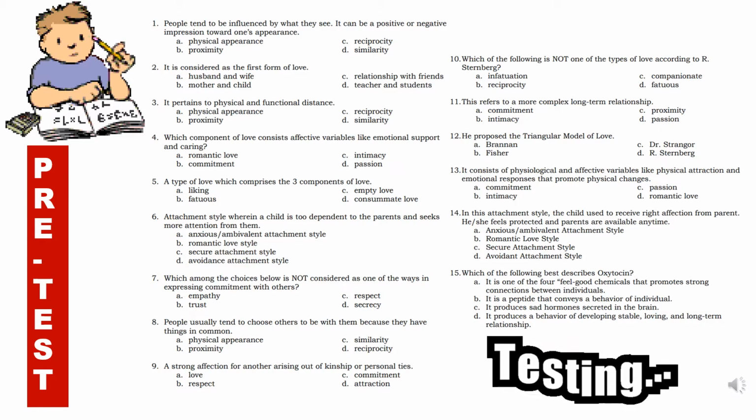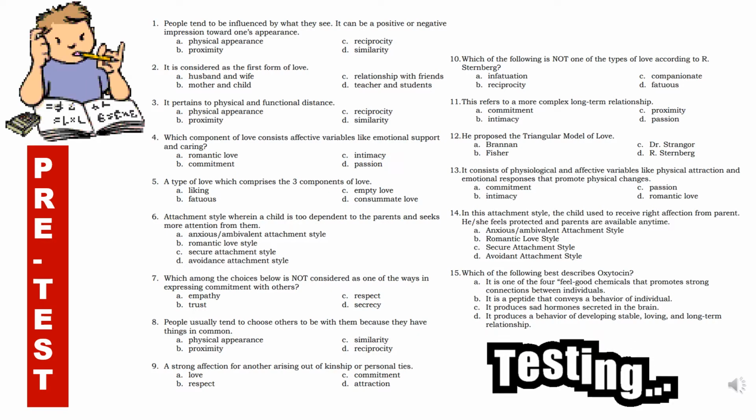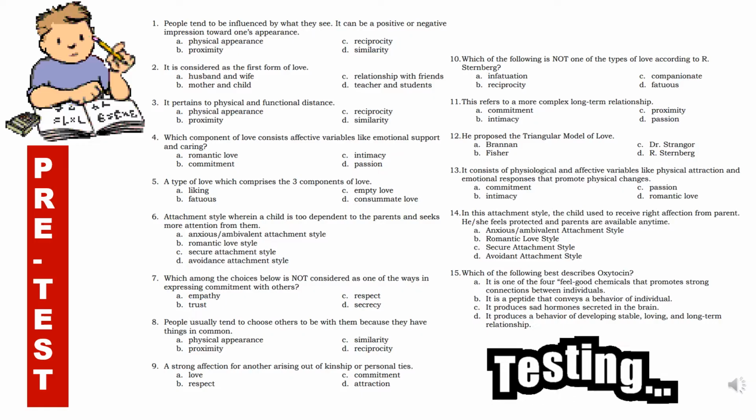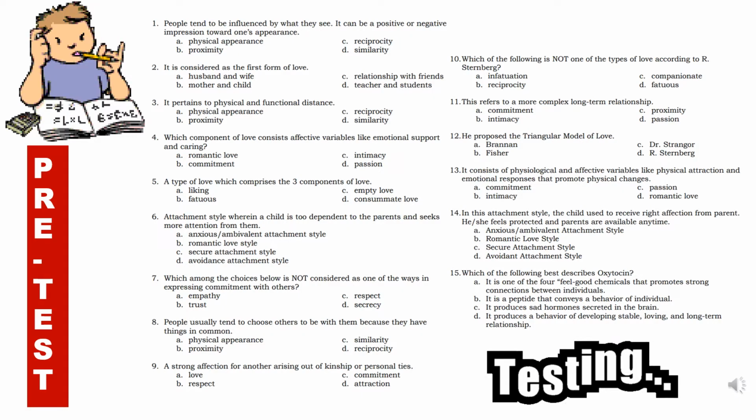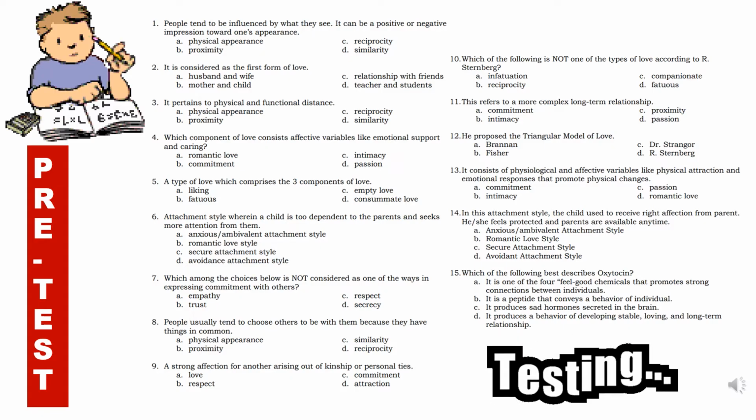15. Which of the following best describes oxytocin? A. It is one of the 4 feel-good chemicals that promote strong connections between individuals. B. It is a peptide that conveys a behavior of individual. C. It produces sad hormones secreted in the brain. D. It produces a behavior of developing stable, loving, and long-term relationship.